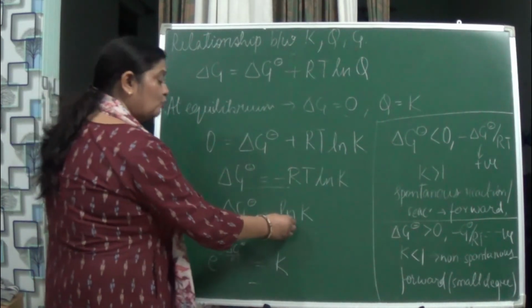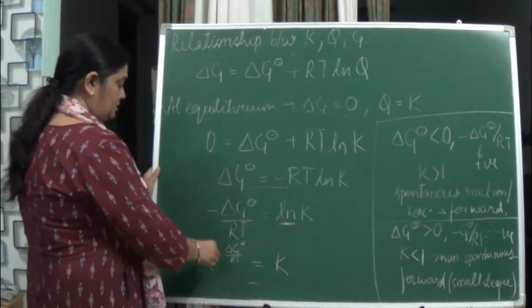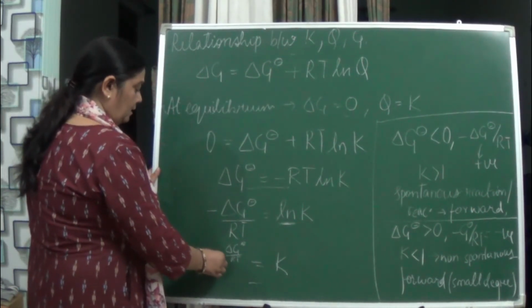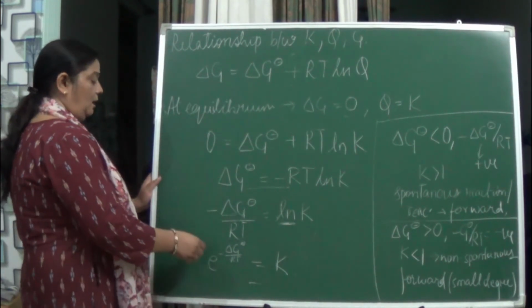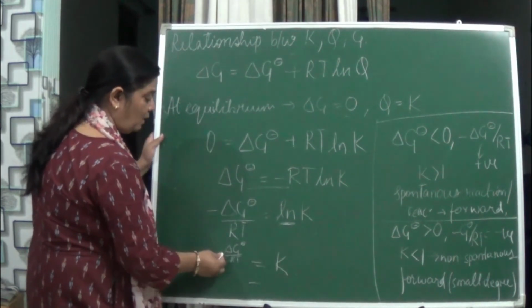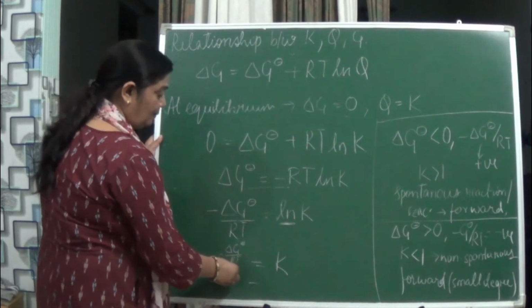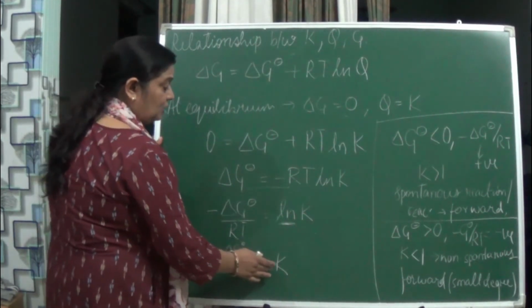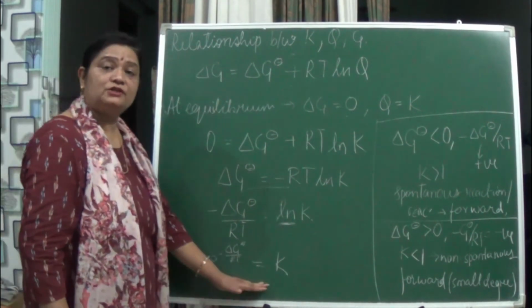Now we are removing this natural log, and we are using e over here. It becomes e to the power minus change in standard Gibbs free energy upon RT, that is equal to K. Now till this much you have understood.